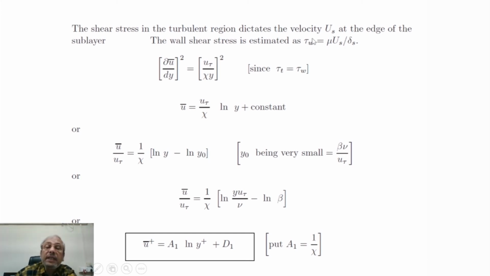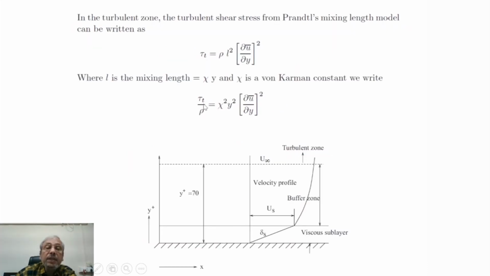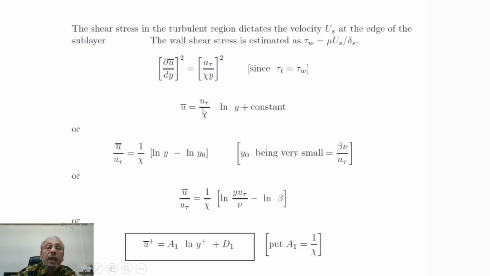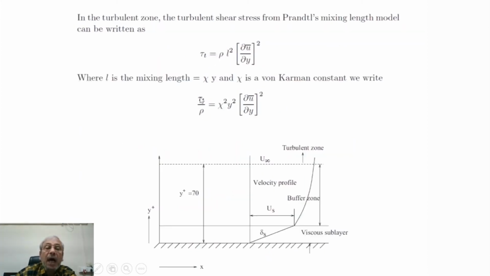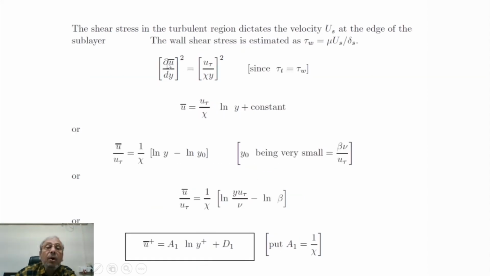So if that is known, then we can substitute that here. And this is τw. Now again, if this is τw, we know τw by rho is friction velocity square, u tau square. So we can write this as u tau square and transfer chi and y to this side. Instead of this, we can retain (∂ū/∂y) square on one side, and on the other side (u tau by chi y) whole square. So (∂ū/∂y) square is equal to (u tau by chi y) square.